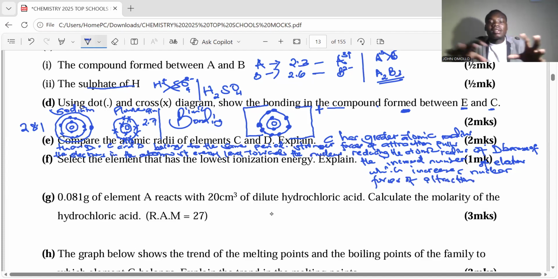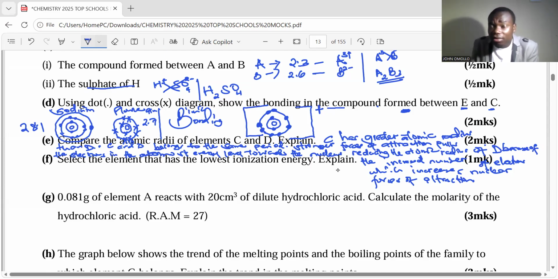So I have just explained it in broad terms. If you want it in simpler terms, contact me, or let me just explain it. So we can say C has greater atomic radius than D, full stop. That is one mark. Why is that happening? Because of stronger nuclear forces of attraction that pull the electrons of D towards the nucleus, reducing its atomic radius. Just like that. So we have realized that they belong to the same period. And I began by saying, across the period, the atomic radius decreases because of the increased number of electrons.